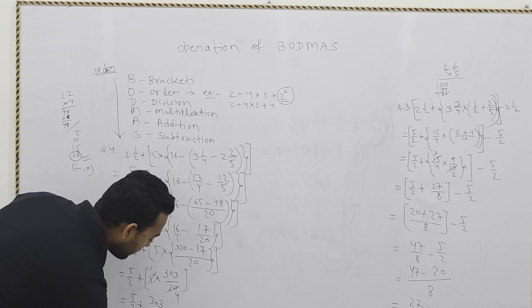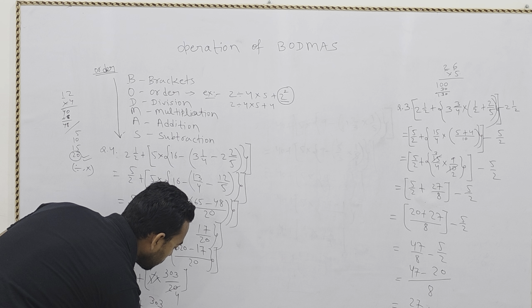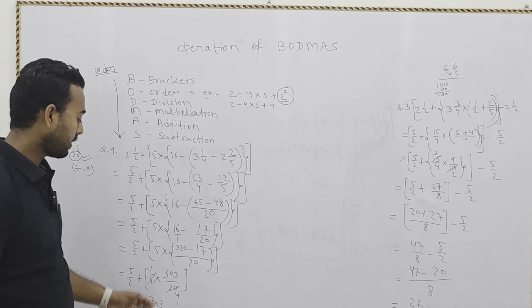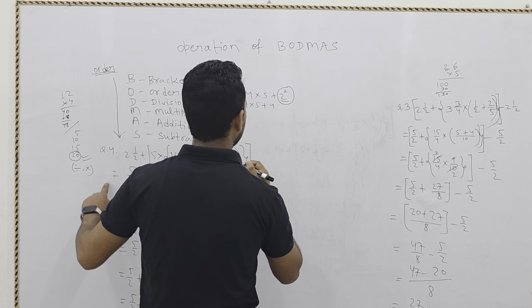So simply we will add here 3 1/3 by 4. This will be the correct answer for this question. This is 4, no? This is 4, this denominator. So this is the correct answer for this question. Now we are going to the next question. This is question number 4.